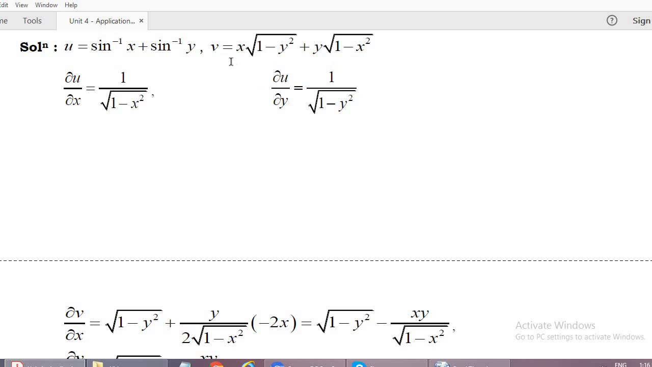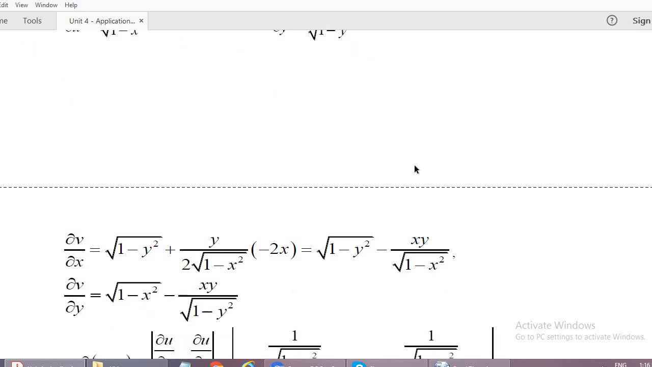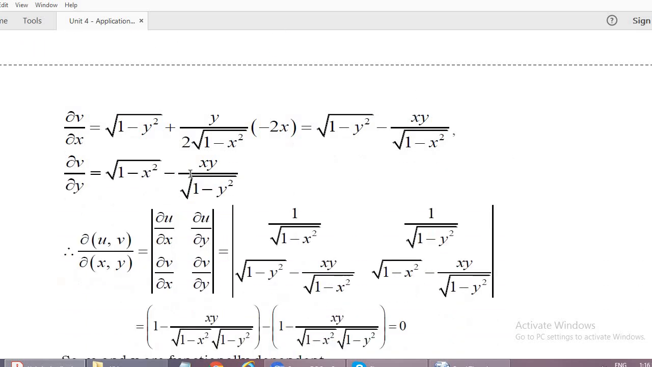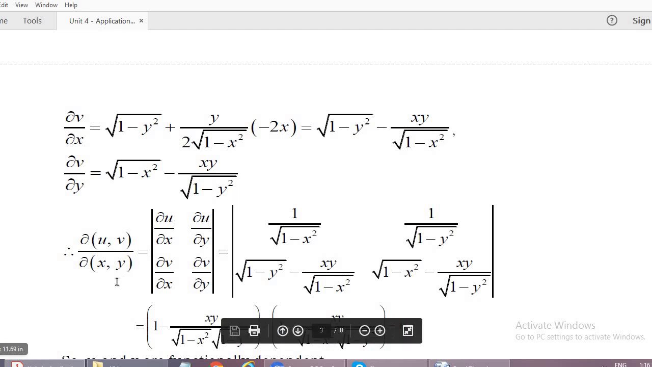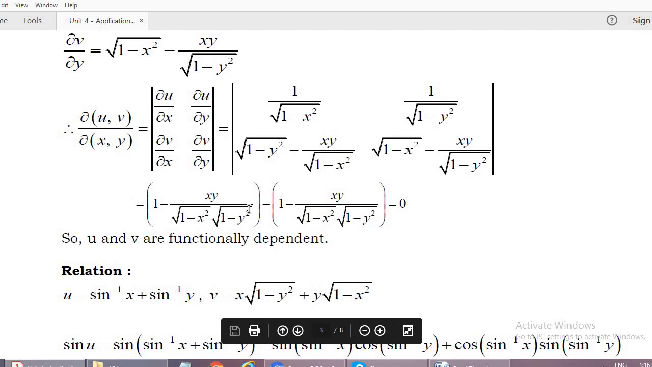We see that in v, the role of x and y is the same. If we interchange x and y, then we get v equal to y square root of 1 minus x square plus x times square root of 1 minus y square. So we can write del v by del y directly by making use of del v by del x. Here replace x by y and y by x. So that comes as square root of 1 minus x square minus y into x upon square root of 1 minus y square.